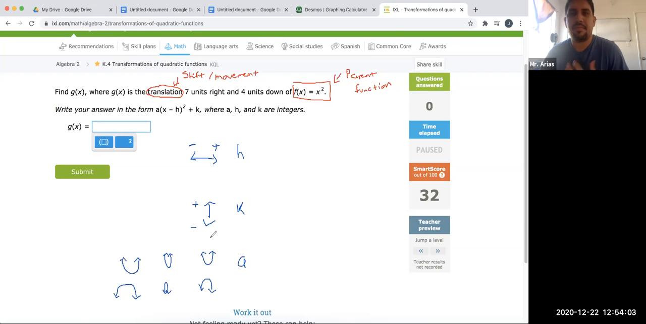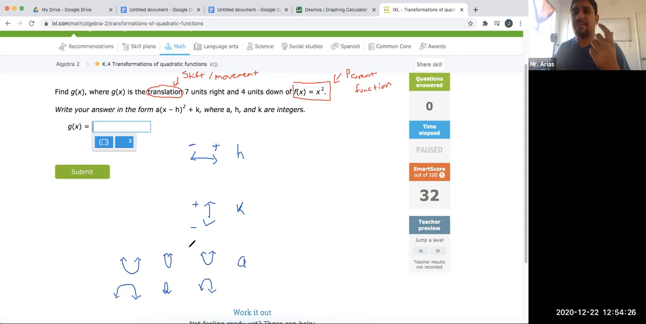And then, I don't know if you noticed, but on this problem, we're not going to have any stretches or compressions. We're going to have two choices. Either a is going to be positive 1 or negative 1. If it's positive 1, that means that the function will be opening up like the mother function. And if it's a negative 1, it's going to be opening down. Now, this is the situation.